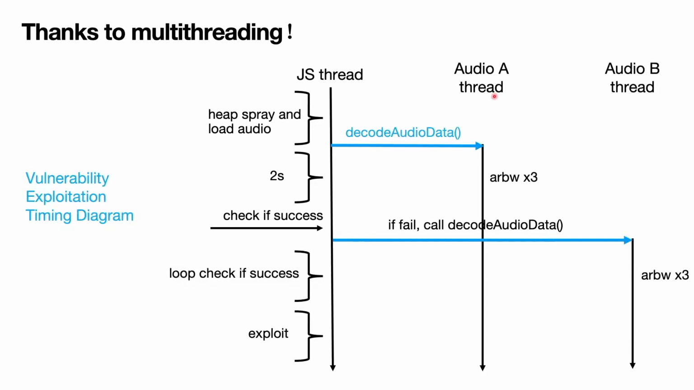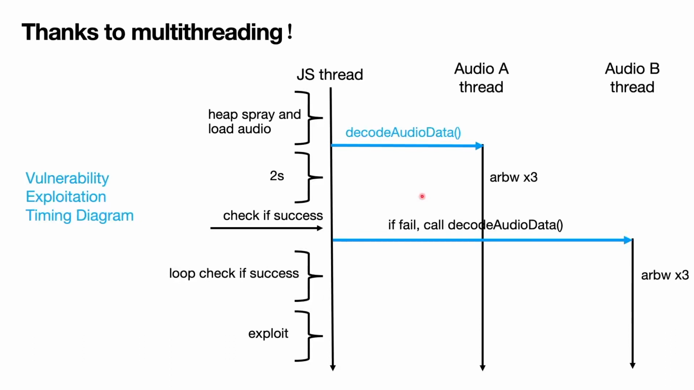Then the audio A thread will trigger arbitrary address write 3 times in the address range 0x800000000 to 0x1000000000 when decoding the audio file, and the JS thread will detect whether the length of the JS array is changed after 2 seconds. If it is changed, it means that we got the heap layout right, and then the subsequent exploit code can be executed. If it is not changed, it means the heap layout is situation 2.